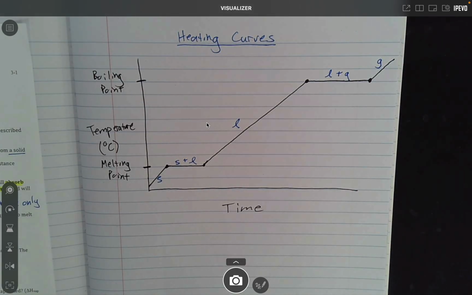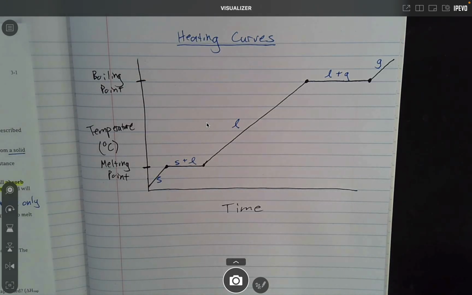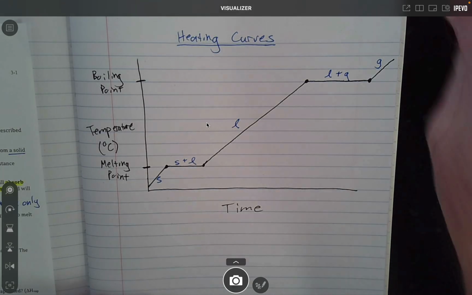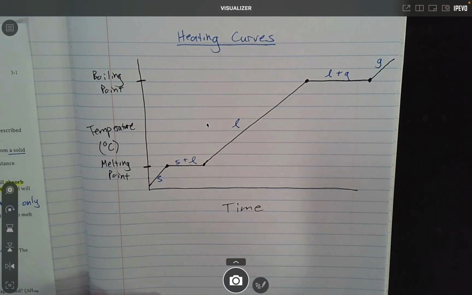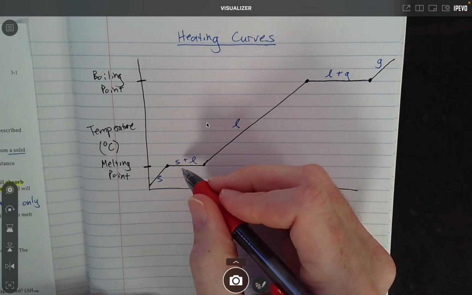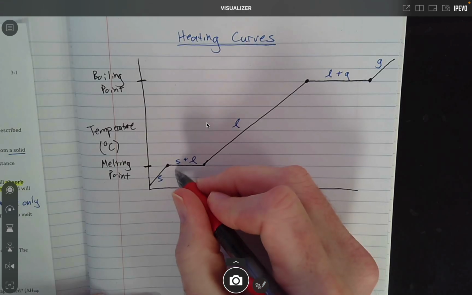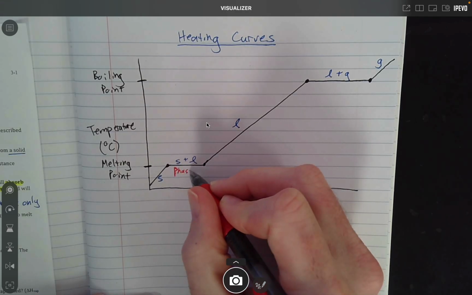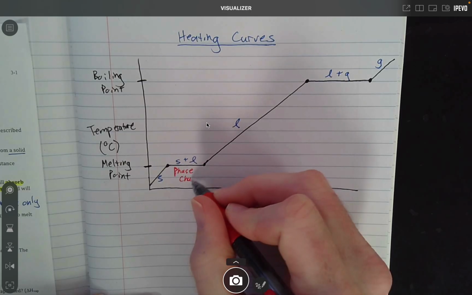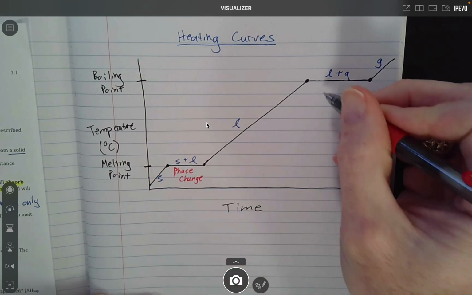So these heating curves represent different phases. The sloped parts represent the pure phases, okay? And then the flat parts represent the phase changes, okay? Now, here we have a phase change here. This is a phase change. And here we have a phase change.